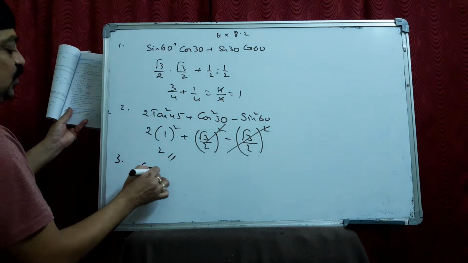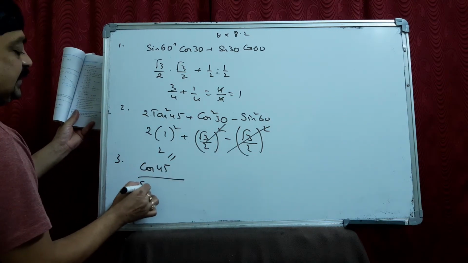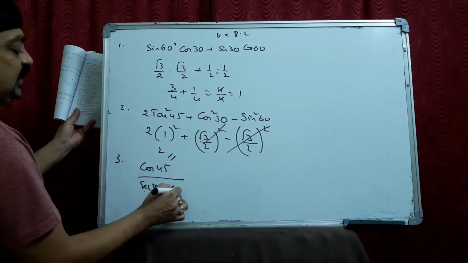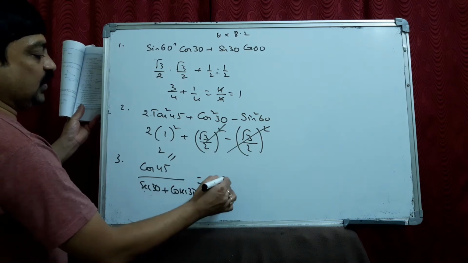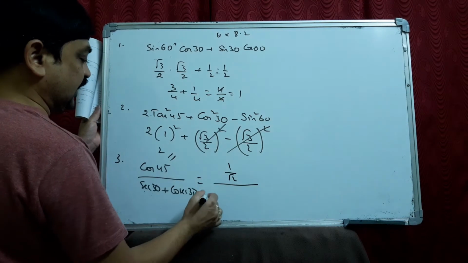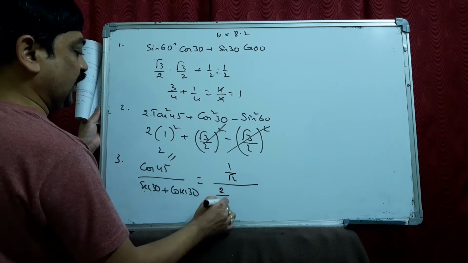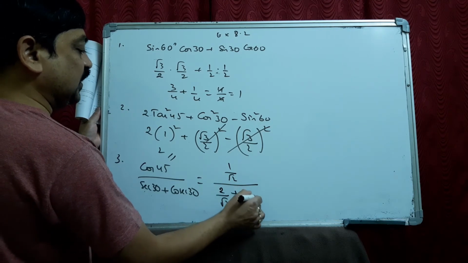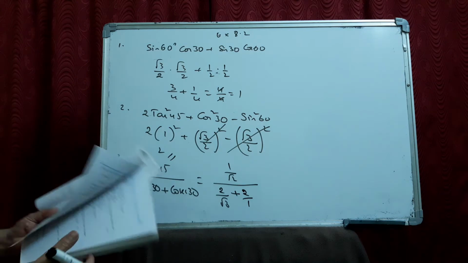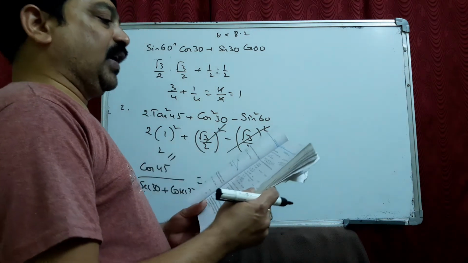Third one, cos 45 by secant 30 plus cosecant 30. Cos 45 is 1 by root 2, secant 30 is 2 by root 3, cosecant 30 is 2 by 1. Just leave it like that, no need to simplify, just put the values there, that's it.